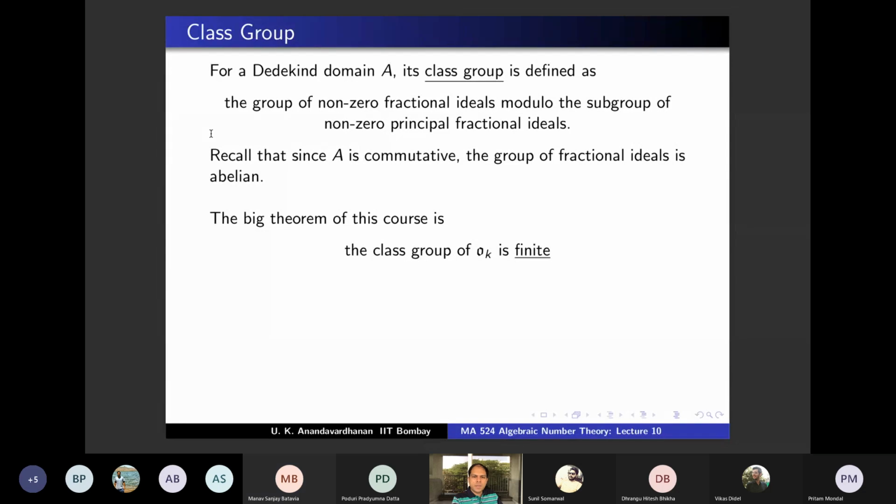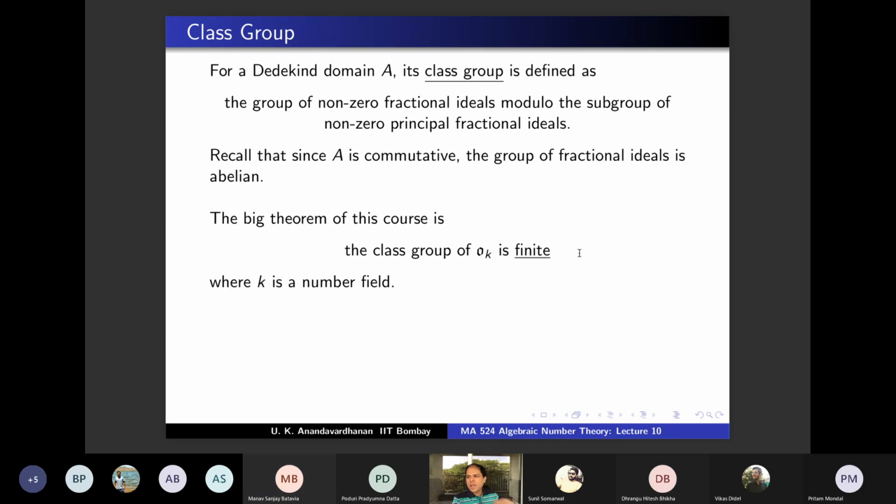not for any Dedekind domain, but for the ring of integers of a number field. Okay, algebraic number theory. So this is what is of interest to us. K is a number field and take O_K. O_K is a Dedekind domain, the ring of integers, and its class group, definition is thus, and this is finite. This is the biggest theorem of this course.